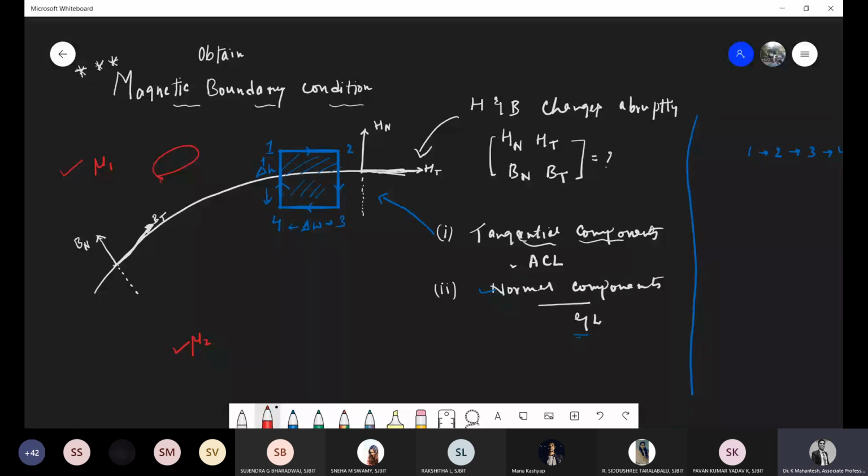To find a normal component, here I will get the normal component and here I will get a tangential component. So how do you get the tangential component? By making this delta H tend to 0. See here, what happens if delta H tends to 0?